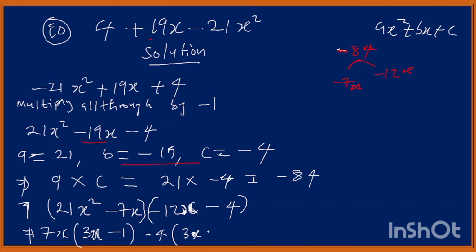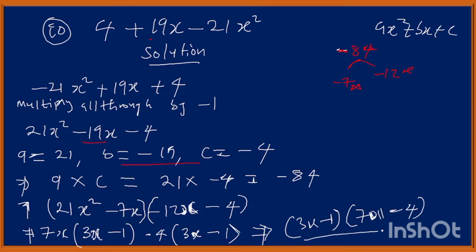The same thing happens here. We are going to have minus 1. So we pick one, and we have 3x minus 1. Here too, we pick this 7x, and then we pick minus 4. So this is our answer: 3x minus 1, 7x minus 4.